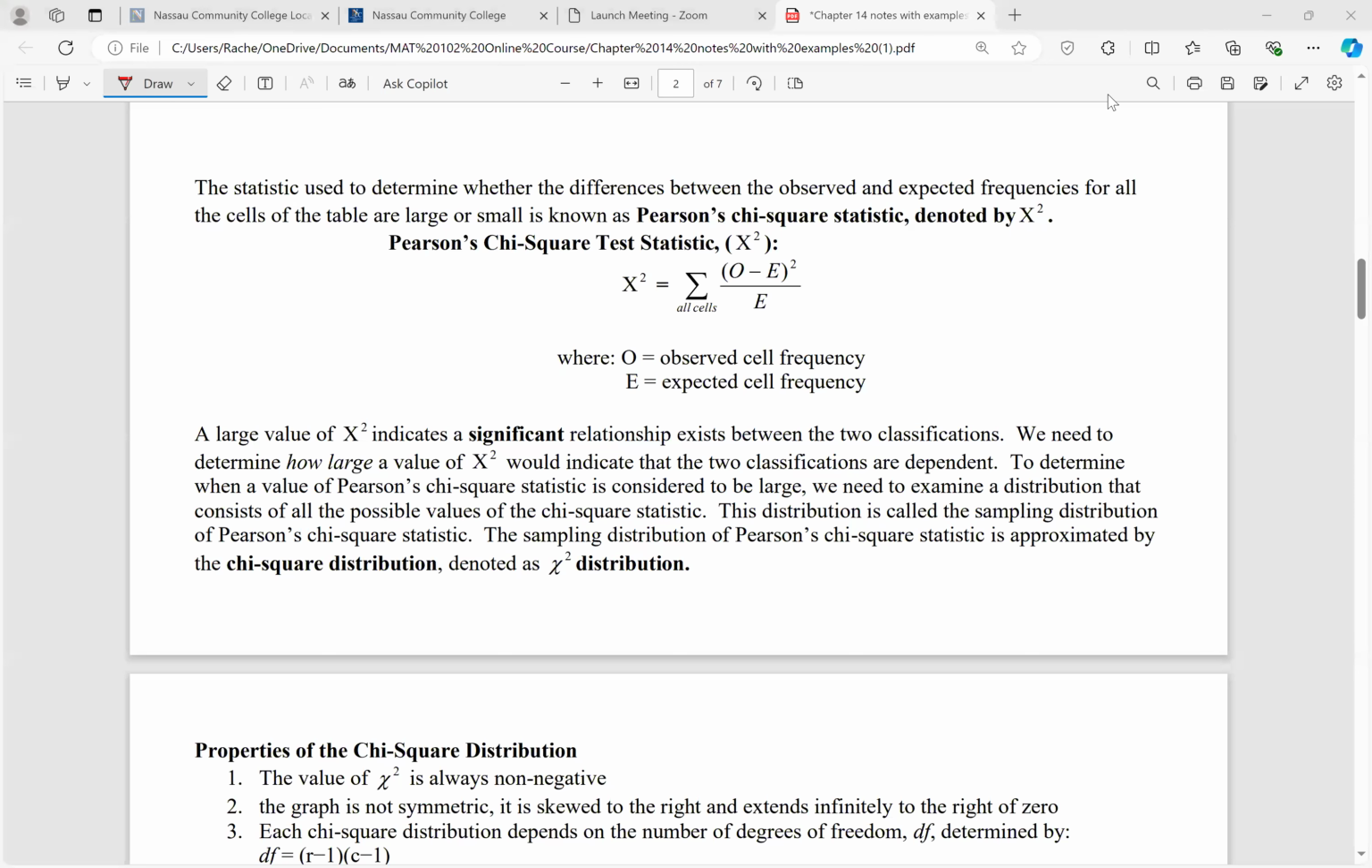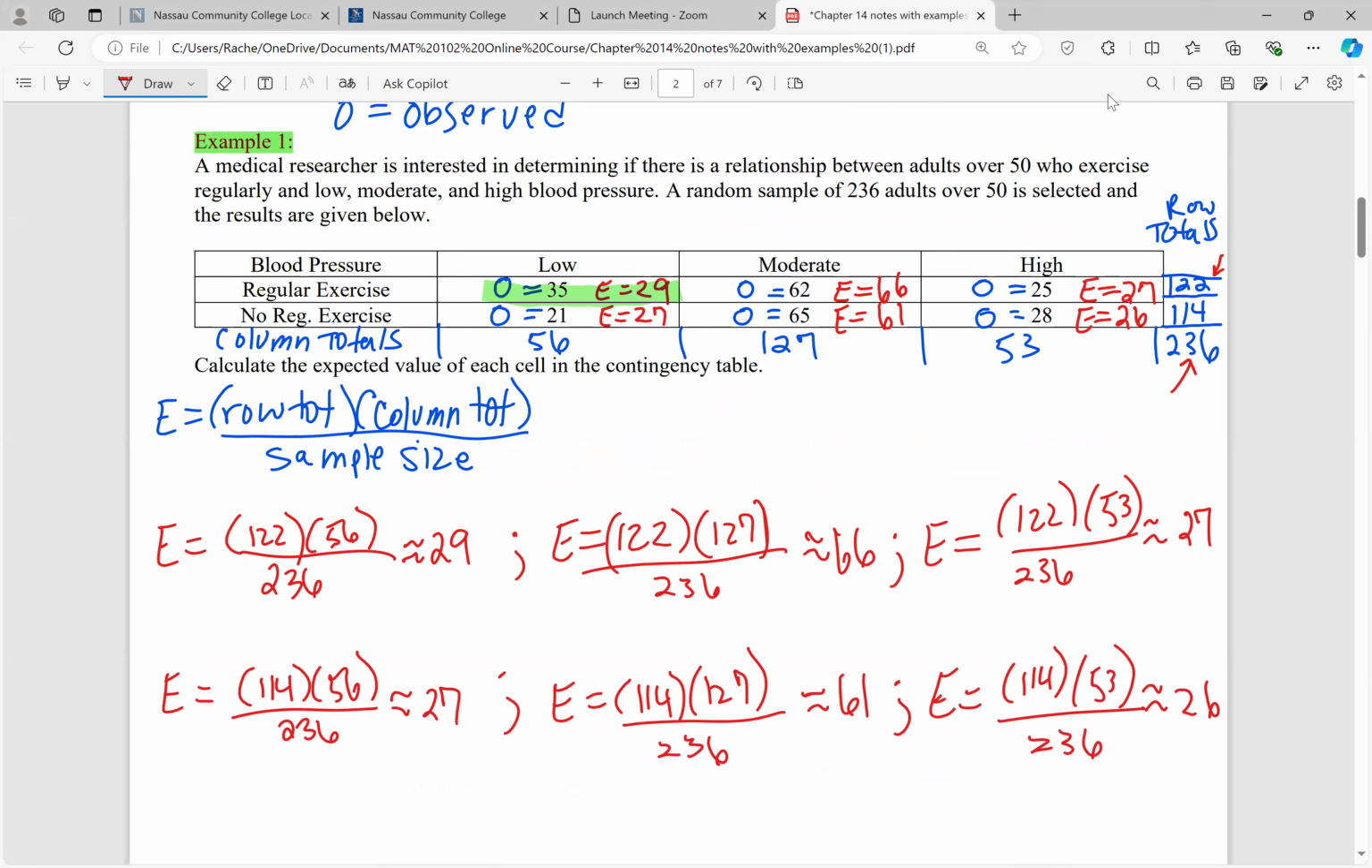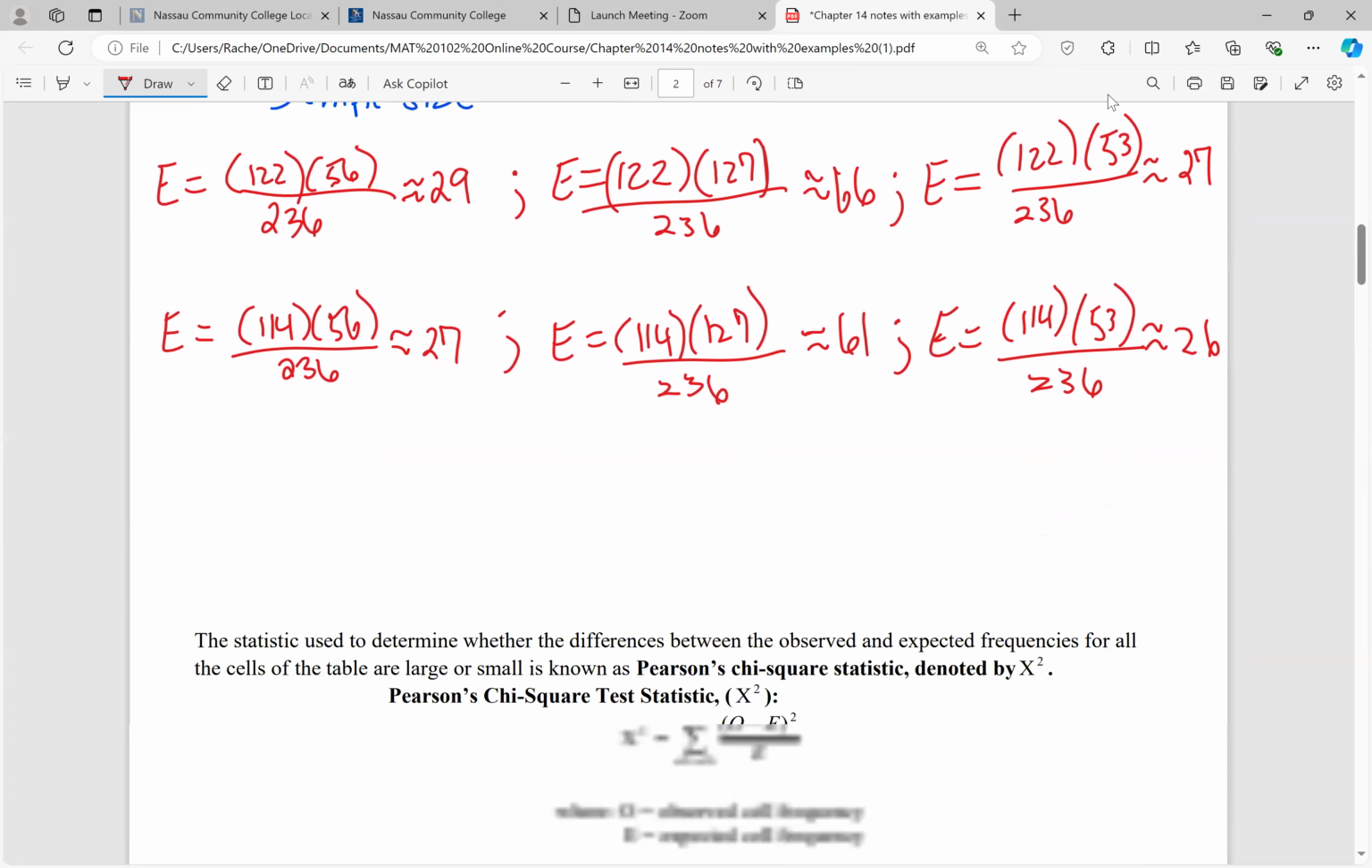So let's continue with the example that we left off with in the previous lesson. We had calculated the expected values for this contingency table, and we started to investigate if there's a relationship between adults over 50 who exercise regularly and low, moderate, and high blood pressure. So we're looking to see if there's some sort of relationship between how much they exercise and their blood pressure. We have all the observed values, and what we calculated, assuming that these classifications are independent, is how many people we would expect to fall into each category. This is where we left off with the expected values.